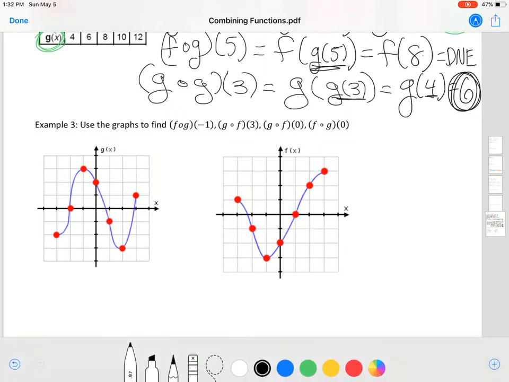Okay, last representation, we're looking at graphs. So this graph here on the left is g of x, and the graph on the right is f of x. So those are the two graphs we're going to use to make our evaluations.